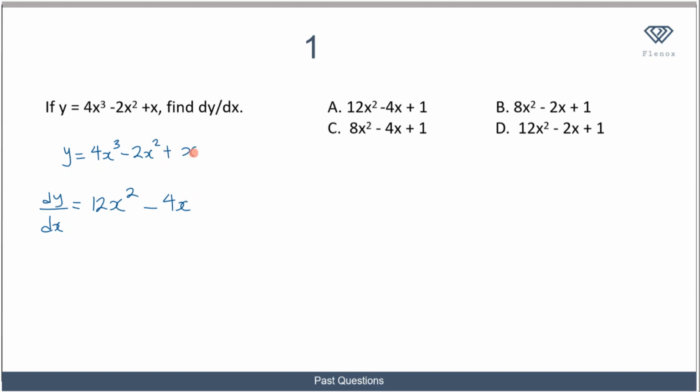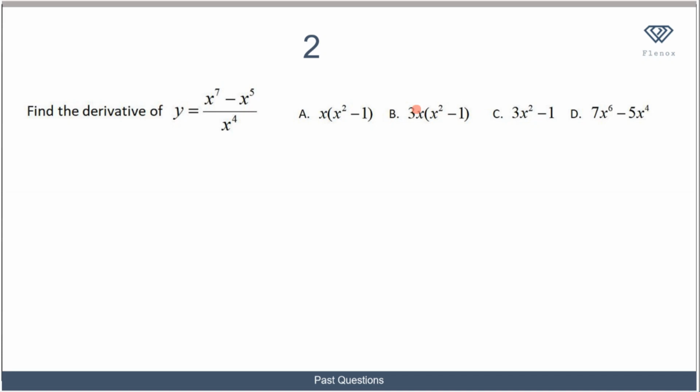And when we differentiate x, the coefficient of x is 1. So this becomes just 1. So we have plus 1. So dy over dx is equal to 12x squared minus 4x plus 1, and that corresponds to option A, which is indeed the right answer. Let's move on to the next question.